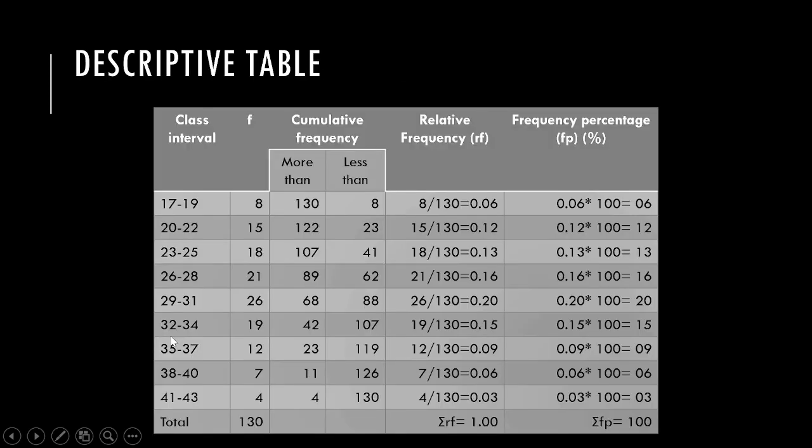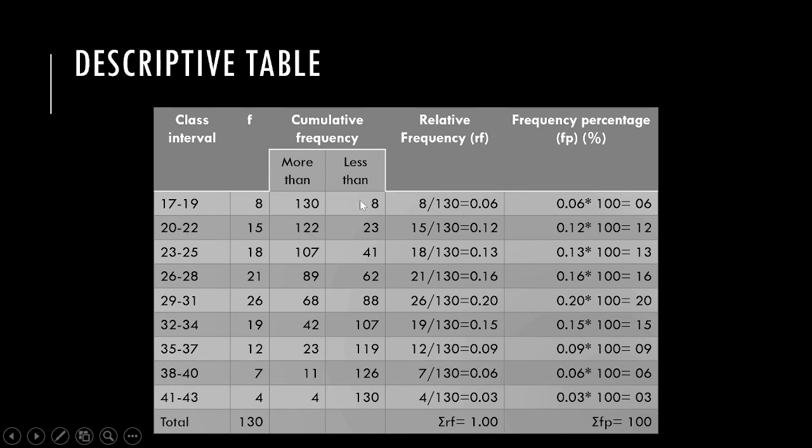In more than cumulative frequency, the lower class limit of the class is considered and all the frequencies are added. For example, for the first class, the lower class limit is 17 and all the frequencies above 17 will be included as more than cumulative frequency for this class. Similarly, for the second class interval, all the frequencies which are above 20 will be included as a more than cumulative frequency for the second class interval.